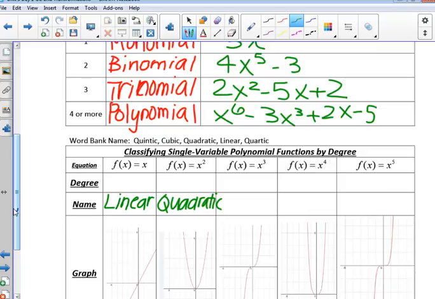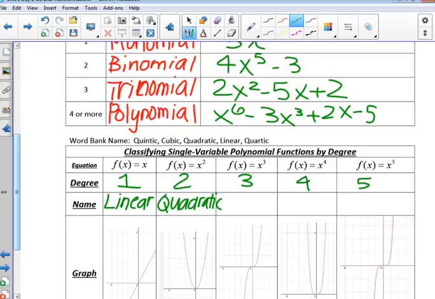So when it says degree, I know I'm kind of jumping around, but when it says degree, they're just looking at the exponent at the top. So what's the exponent right here? 1. What about the next one? X to the 2nd, 2. Degree 3, 4, 5. Yes? So when they say degree, they're looking at the exponent.